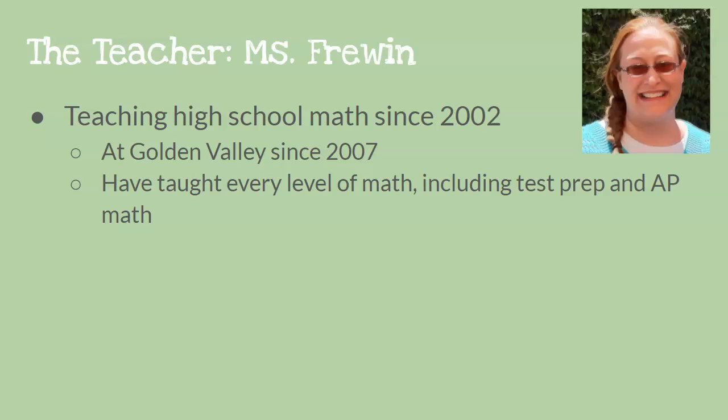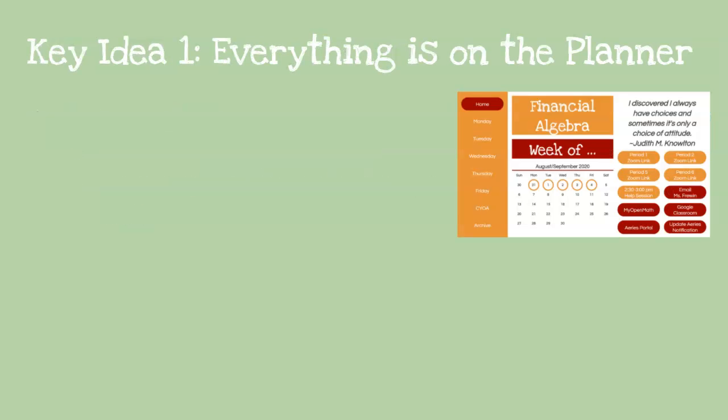And so for financial algebra, I have some key ideas I'd like to orient you to. The first of which is everything is on the planner. So you see a little picture of the planner to the right here, and you can see our home page has different links down the side, one for each day of the week, a choose your own adventure link, and also the archive. Down the right you have links for different Zoom sessions, links to email me, or links to specific websites that are important for the class.